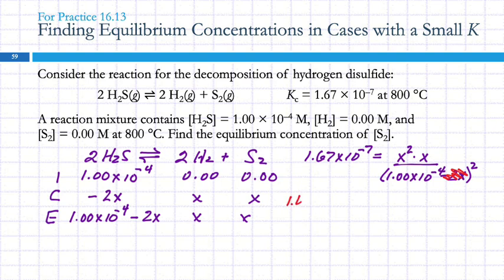So then we have 1.67 times 10 to the minus 7 times 1 times 10 to the minus 4 is equal to X cubed. So I'm looking for the cube root of 1.67 times 10 to the minus 7 times 1 times 10 to the minus 4.